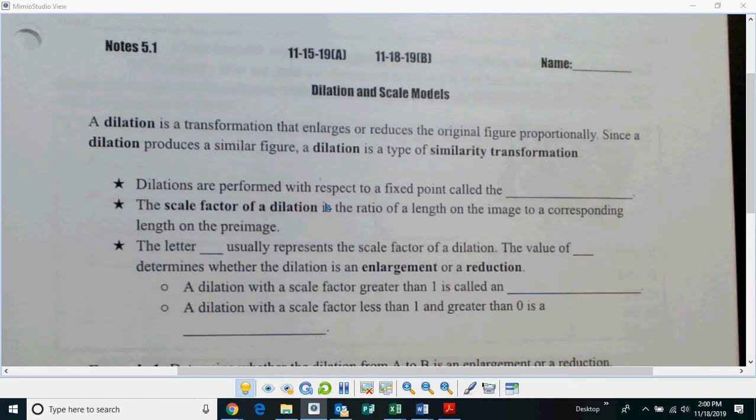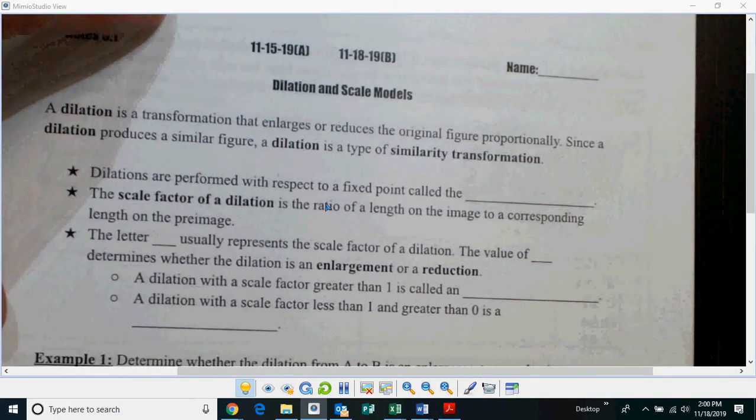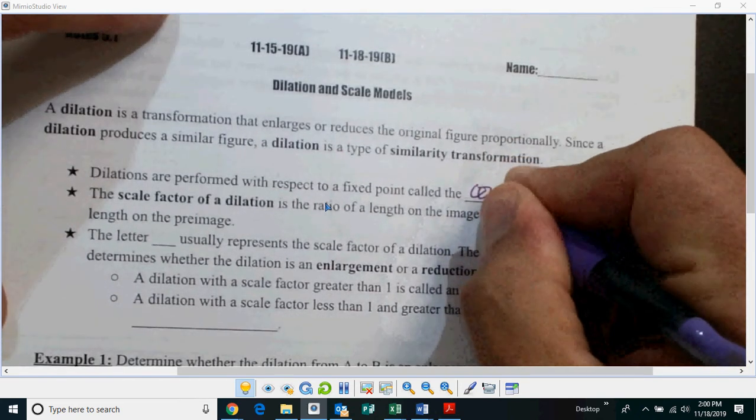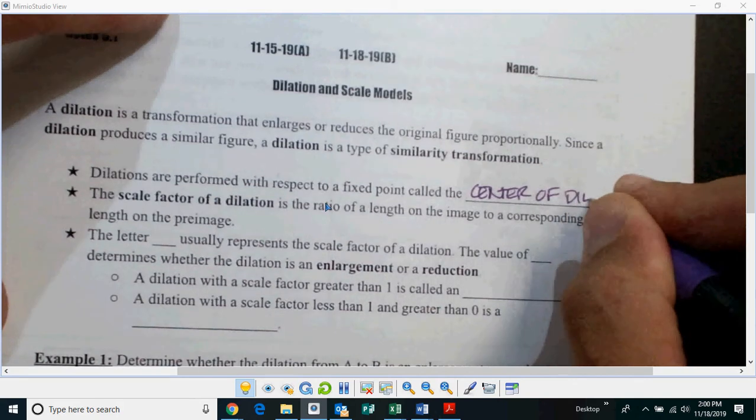So in math, dilations both get larger and smaller. We can have a dilation that gets larger, and a dilation that gets smaller in math. So that's what we're talking about today. They're always performed with respect to a fixed point called the center of dilation.